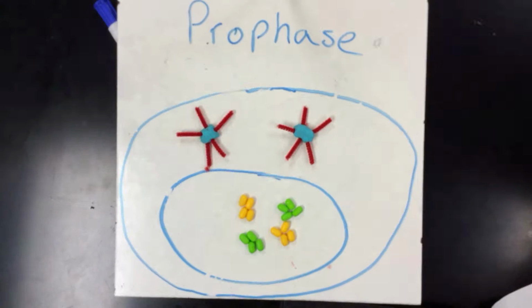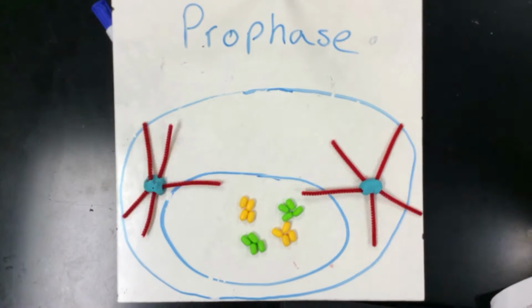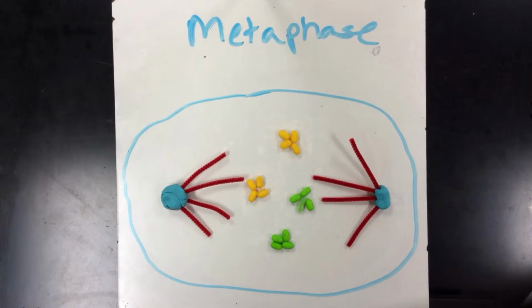Prophase. Prophase is the first stage of mitosis. In this stage, the duplicated chromosomes condense. Next, the spindle fibers form on the centrioles, and the centrioles move towards opposite ends of the spindles. Finally, the nuclear envelope begins to disintegrate.